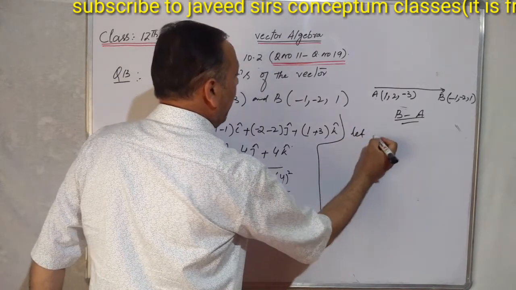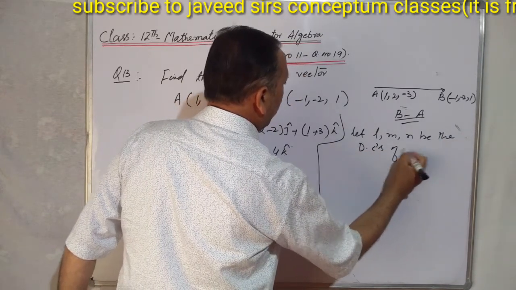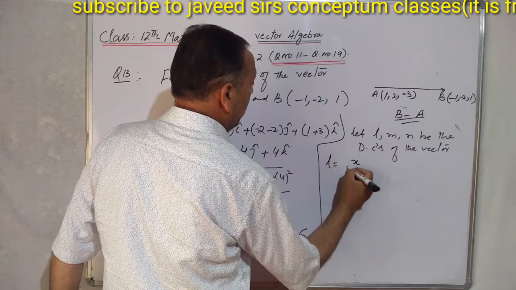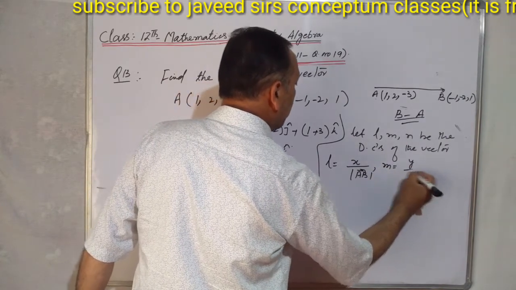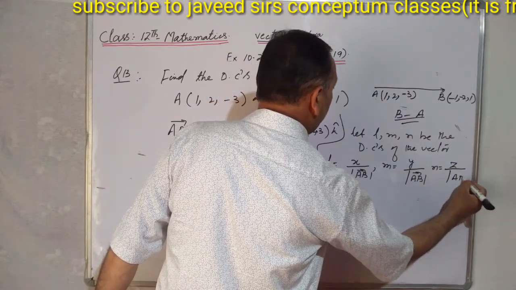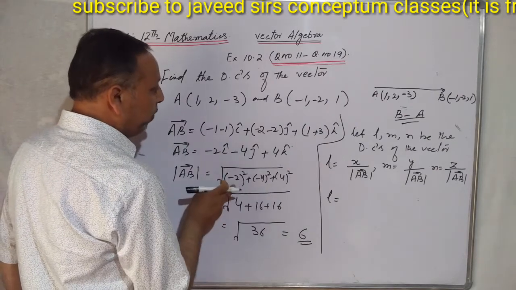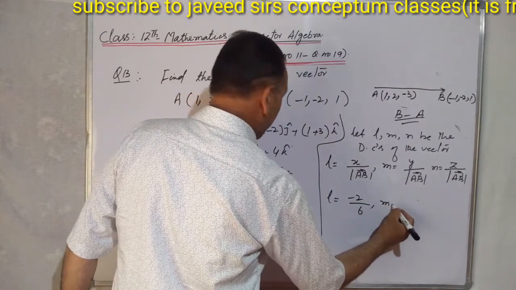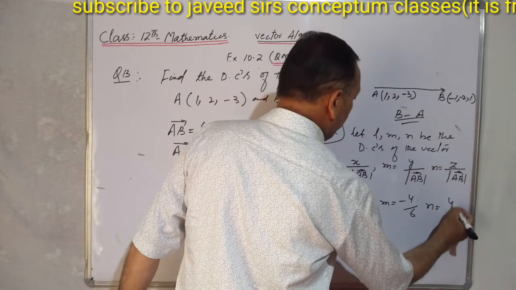Now, let L, M, and N be the direction cosines of the vector. Then L is equal to x by magnitude of vector AB, M is equal to y over magnitude of vector AB, and N is equal to z over magnitude of vector AB. That means L is minus 2 over 6, M is minus 4 by 6, and N is Z, which is 4 by 6.